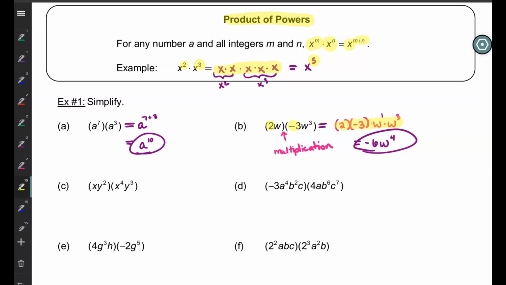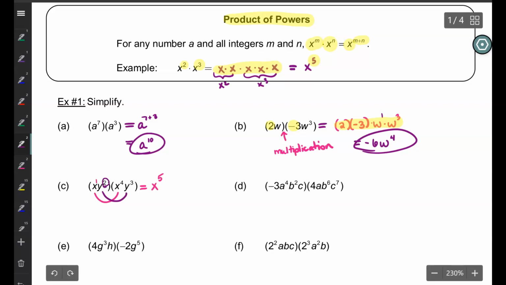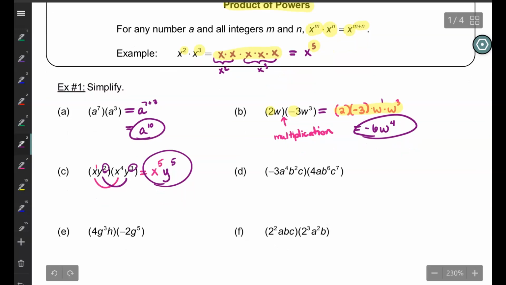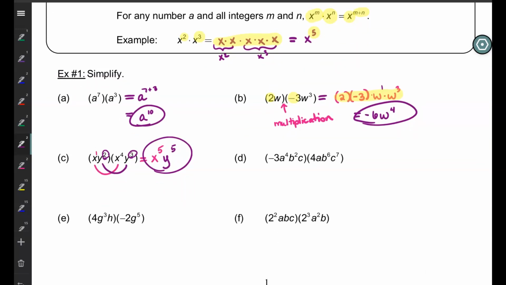Okay, so let's take a look at C. Now, what I want to do is combine the variables that are the same. So if I have an x to the 1st and an x to the 4th, that's going to be x to the 5th, right? 1 plus 4. And then do the same thing with the y's. If I have y squared and y to the 3rd, combine those, now we get y to the 5th. So our answer is x to the 5th, y to the 5th. If you want, you can pause it here, maybe try the next few on your own and then see if you got them right.